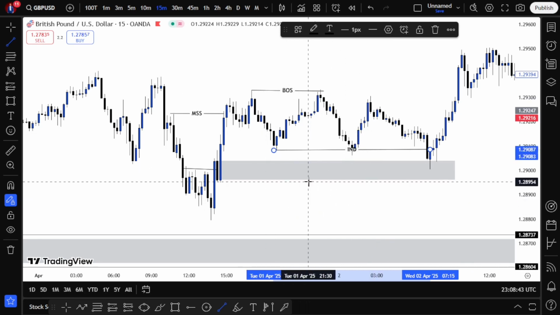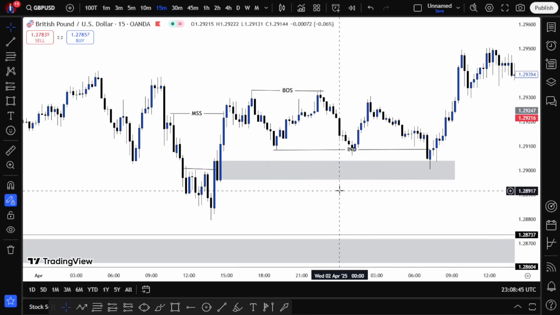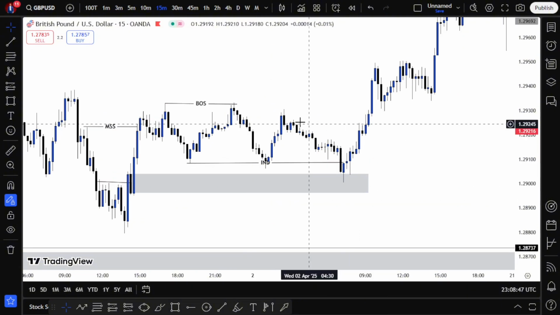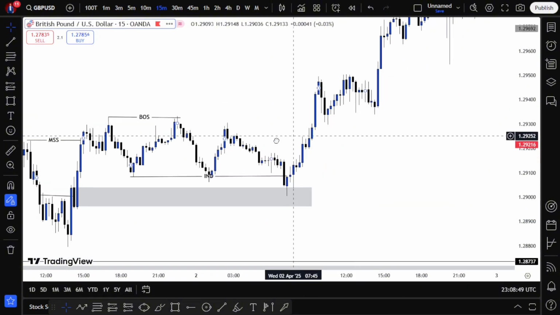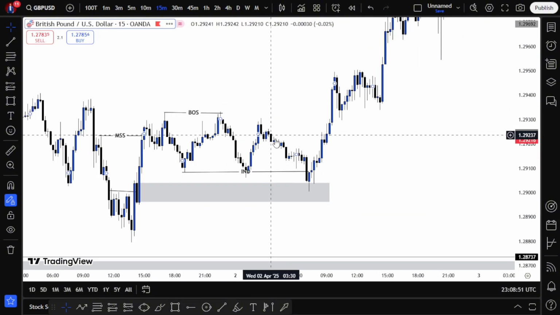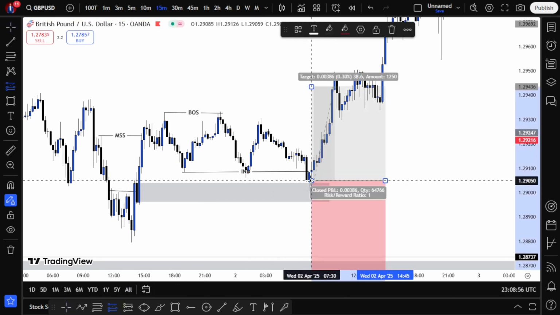So what happened? You don't fall prey to this market, you just wait for it to tap into your key level. Once it does that, you can go for your longs, and then you target the highs.